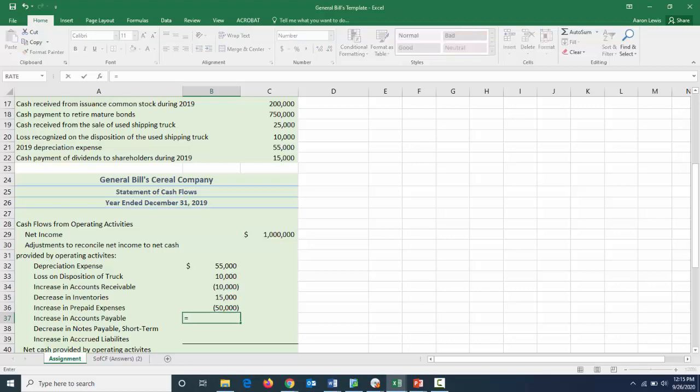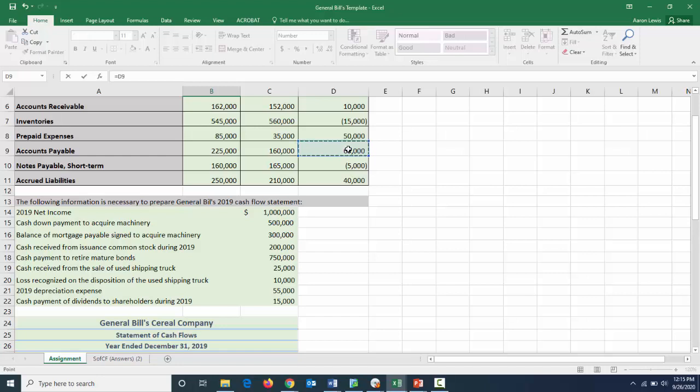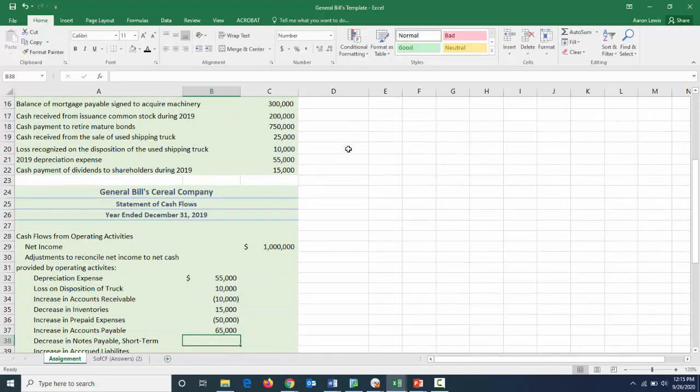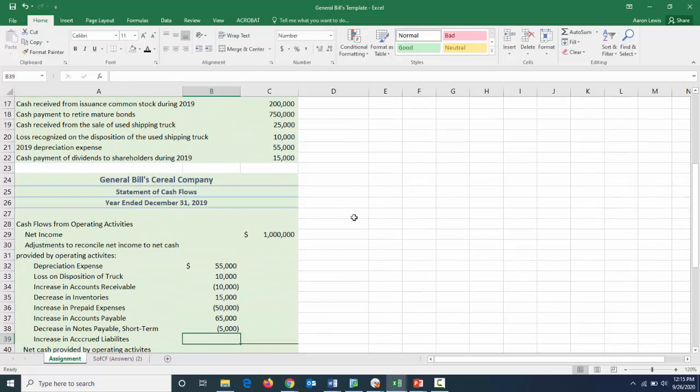So for accounts payable, we had an increase. By how much? Well, accounts payable, we see here, increased by $65,000. If our accounts payable is increasing, that means that we are acquiring more stuff with debt. And if we're acquiring more stuff with debt, we are spending less cash. So increasing your accounts payable increases your cash flow because you have more cash sitting around that you didn't spend to buy all of those raw materials, etc. We had a decrease in short-term notes payable. Well, we paid more cash to pay off our note, which means it's going to decrease our cash flow. So let's decrease that by $5,000.